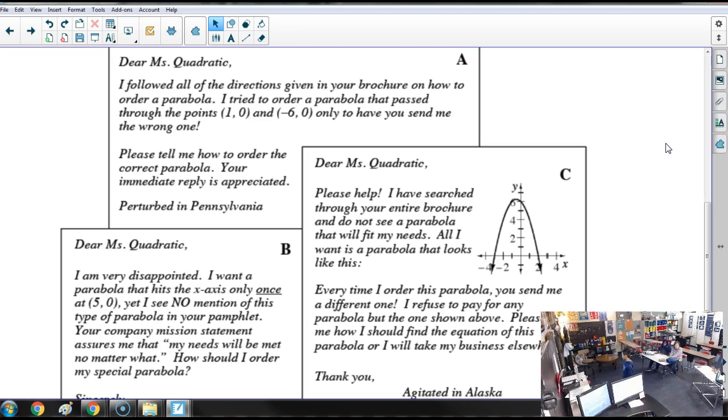No, they gave us a y-intercept. We need an x-intercept. In A, Pettigrew in Pennsylvania, A gives us x values, which are the x-intercepts. Right, because those are the x values. So it is missing the y-intercept. Oh yeah, I was reading those wrong.